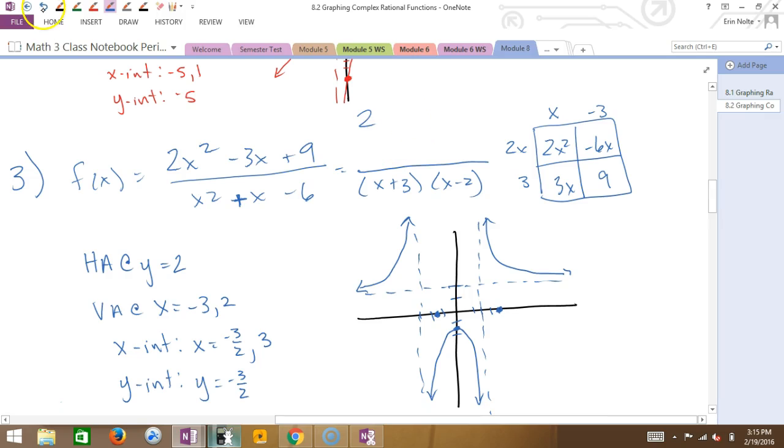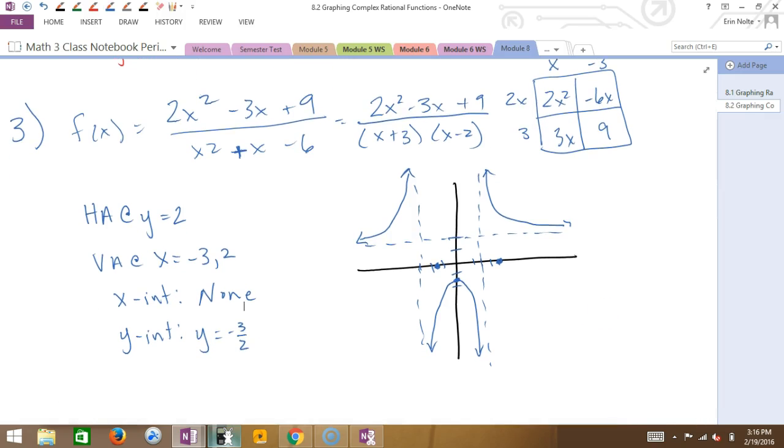Oh, that was cool how that erased. Okay, so we actually have no x-intercepts. None. That was not factorable. Okay, so make sure that your graph matches the pieces of information that you have. That was a good example to show that, huh? Okay, are we good? No?